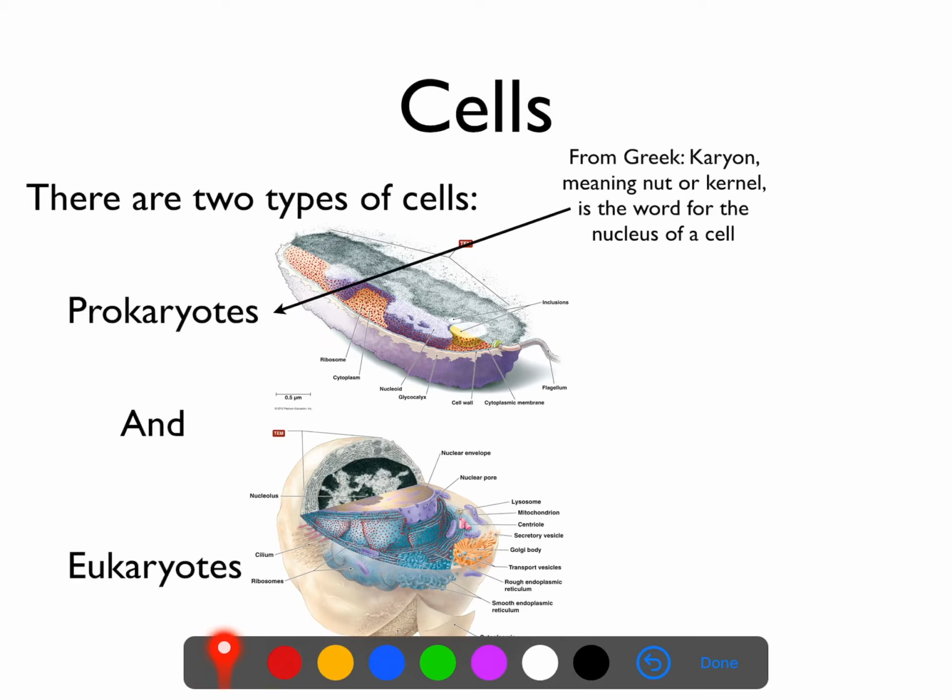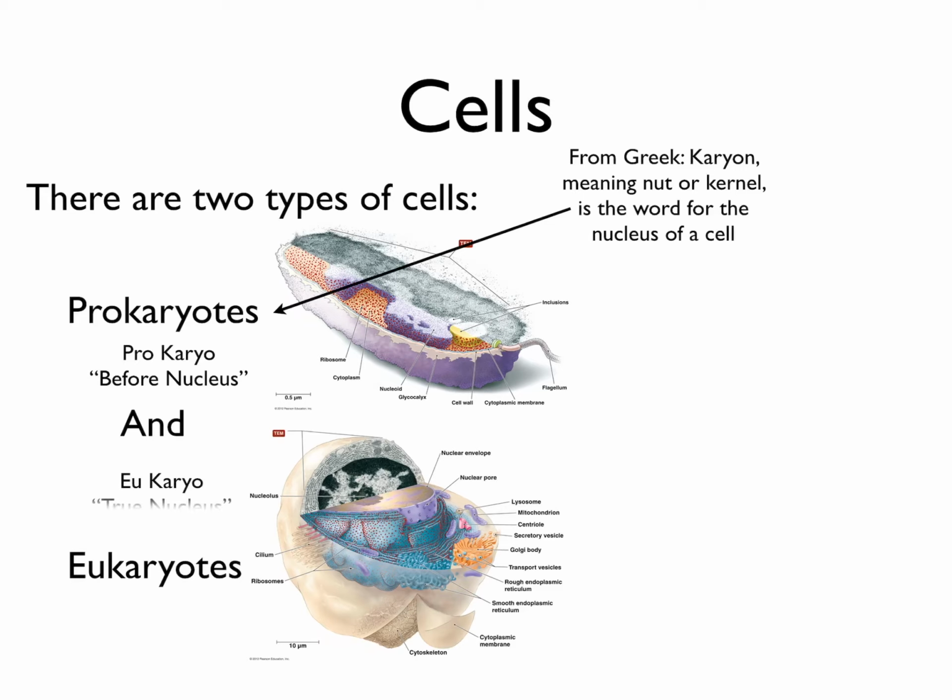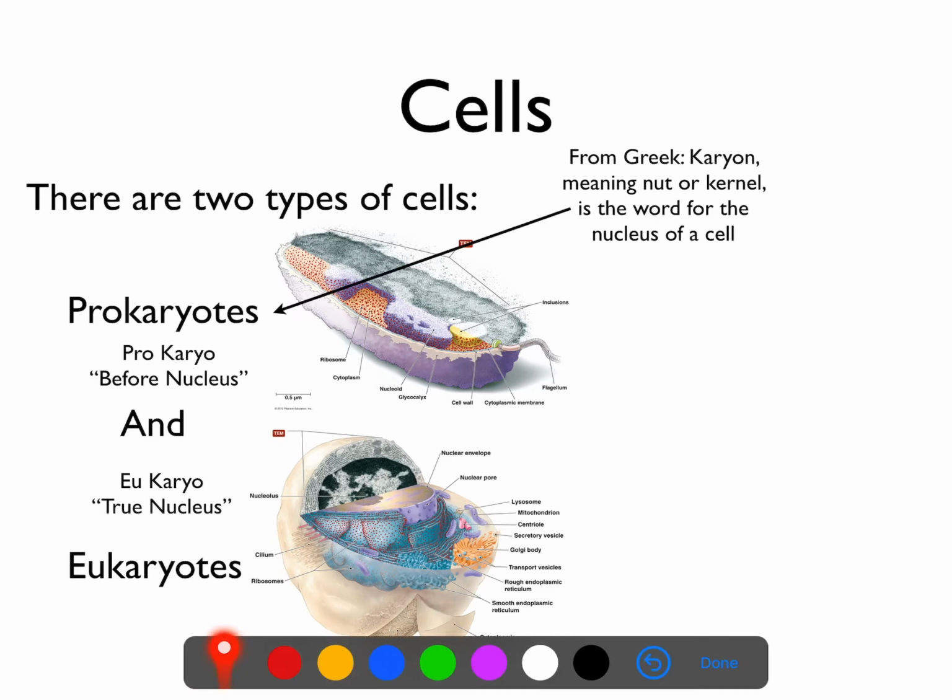Karyon means nut or kernel, and is the word that we use for like the nucleus of a cell. So prokaryote means before nucleus. Eu in this case means true. So eukaryote means true nucleus.